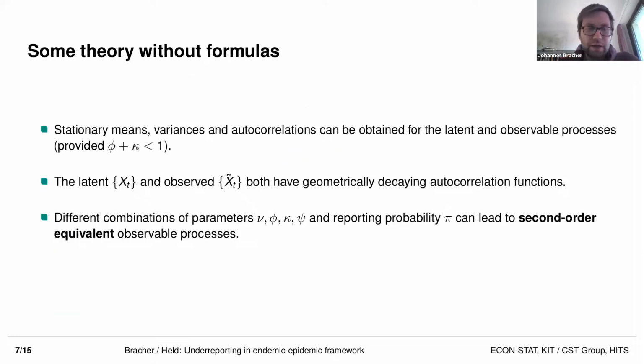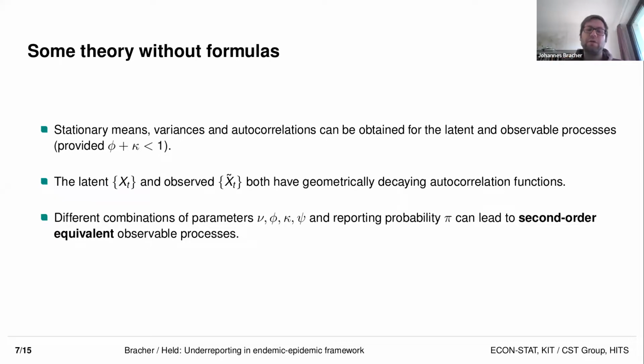Okay, now there's quite a bit of theory in that paper, but I'll try to break it down without formulas. As long as phi plus kappa is smaller than 1, so it's subcritical, this model has certain stationary properties in terms of means, variances, autocorrelation functions, and all that. And you can derive that both for the process with and without underreporting.